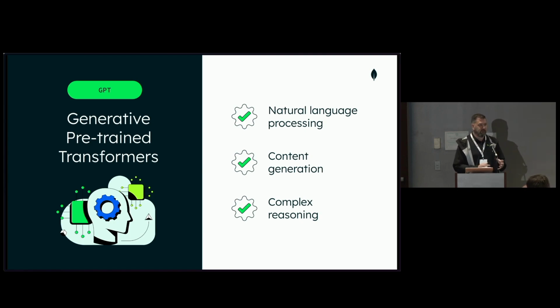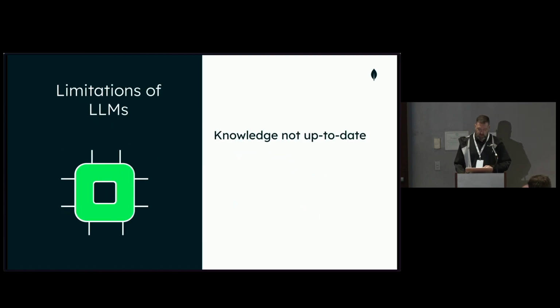So these are the brains that power our applications. They make them smarter. But there's a catch with these LLMs, these GPTs. They're incredible, but they aren't perfect. You see, one of the key limitations is their static knowledge base. They only know what they were trained on.